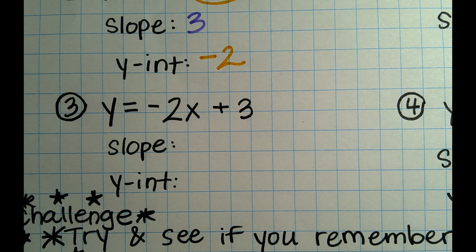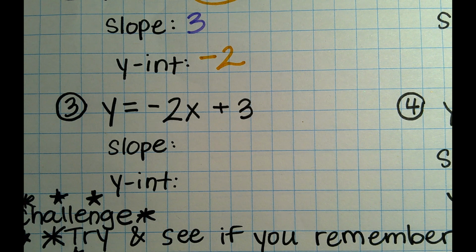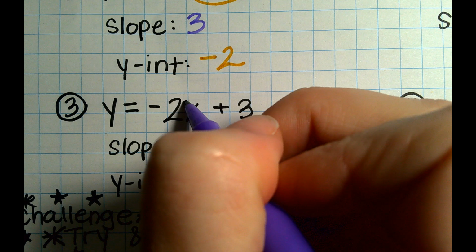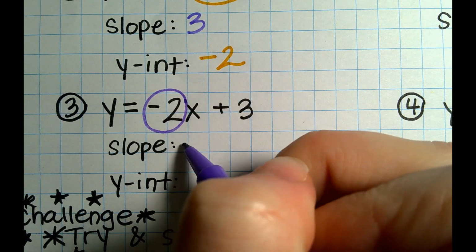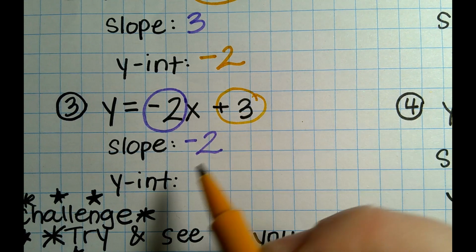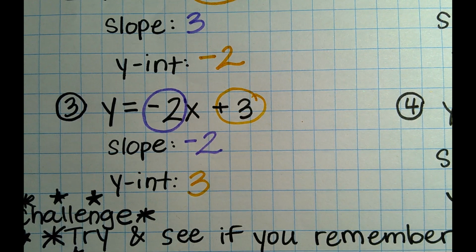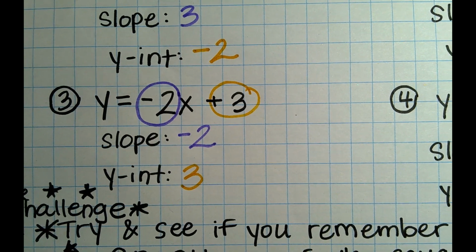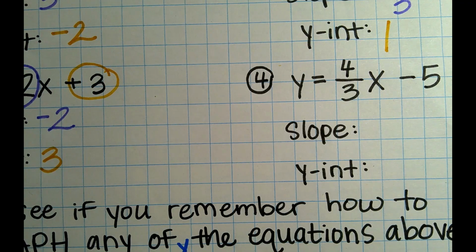All right. Let's look at number 3. y equals negative 2x plus 3. What is my slope? Negative 2. Perfect. Negative 2. And my y-intercept? 3. Positive 3. Perfect.